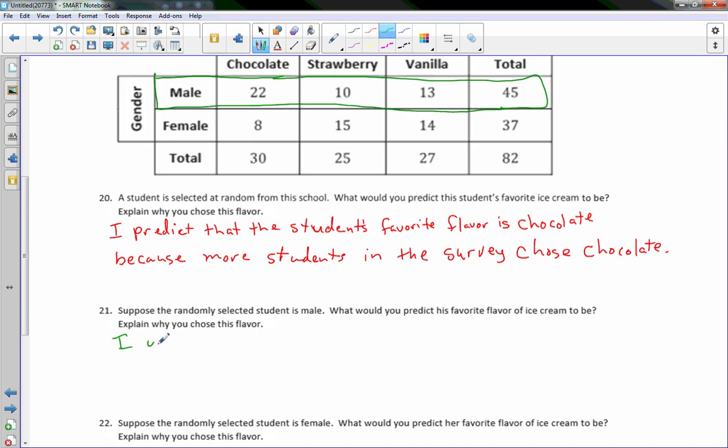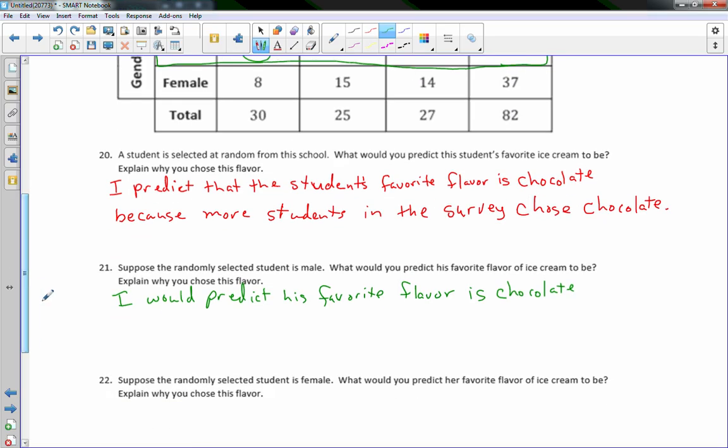And I said I would predict his favorite flavor is, and if you look at just the males, the total's 45, 13 liked vanilla, 10 liked strawberry, but 22 like chocolate, and that's higher than these two. So it'd still be chocolate. And I'd say because more male students in the survey chose chocolate, and I'm not going to write that.